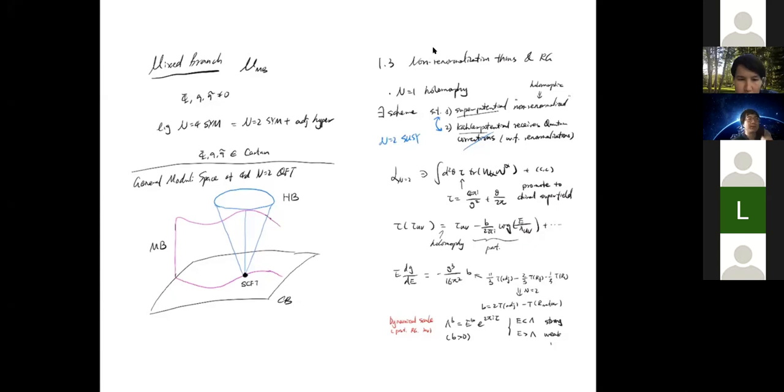One more question. Have people studied the intersection between the mixed branch and the Coulomb branch? I guess that's what you just answered, yes. So people have studied this for sure.